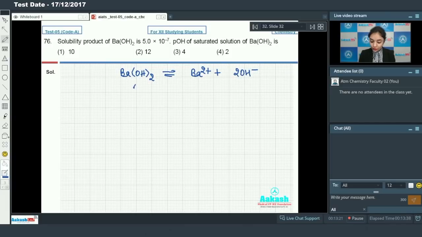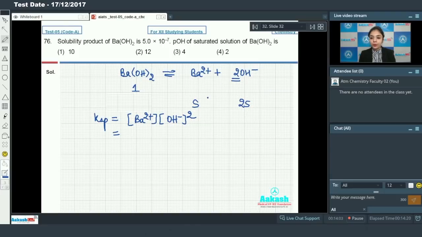So suppose you have initially 1 molar concentration of barium hydroxide. So at equilibrium, concentration of barium 2 plus is S and concentration of OH minus is 2S. So you can write down the value of Ksp, that is the solubility product, which is equal to concentration of barium 2 plus multiplied by concentration of OH minus square. Because the stoichiometric coefficient, as you can see here, is 2 in the case of OH negative.